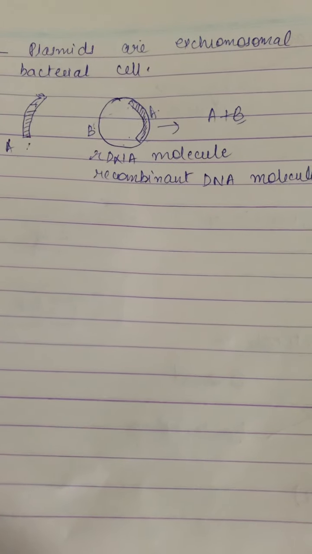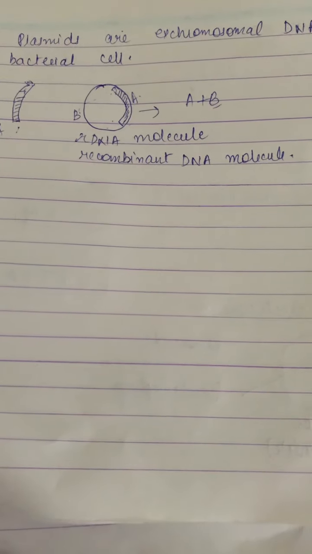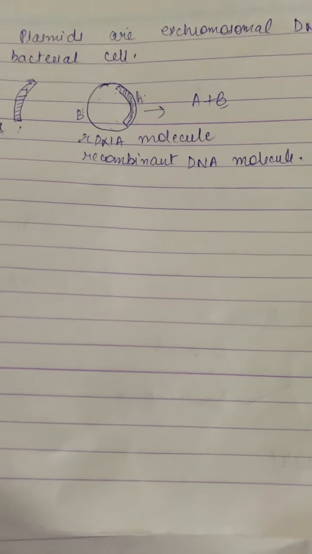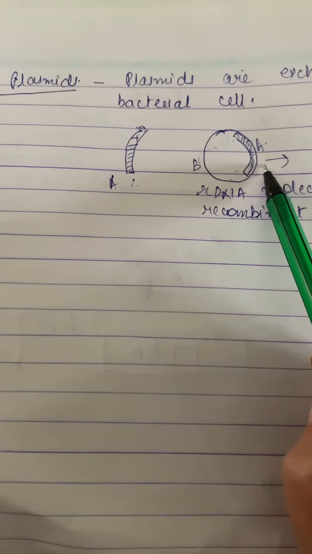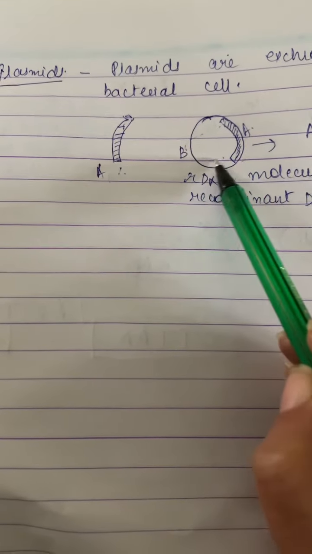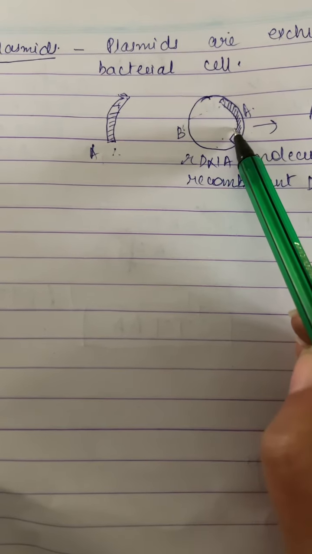Now this inserted foreign DNA will simultaneously replicate with the remaining part of the vector. Why have we inserted this gene into this vector? Because when the vector is multiplied, obviously this gene will also get multiplied simultaneously.